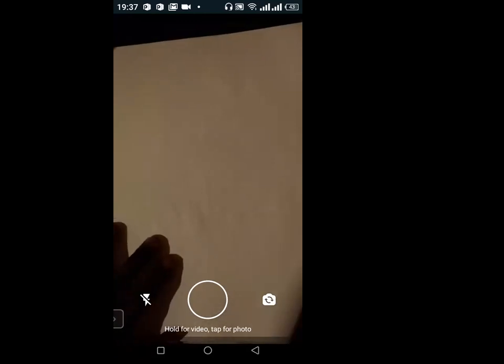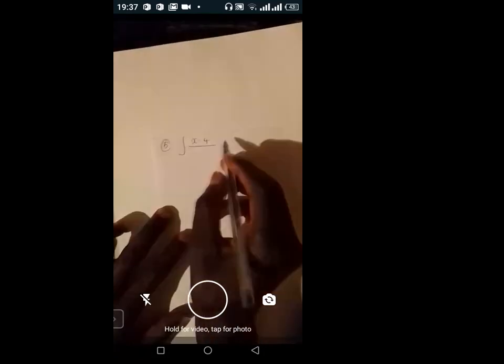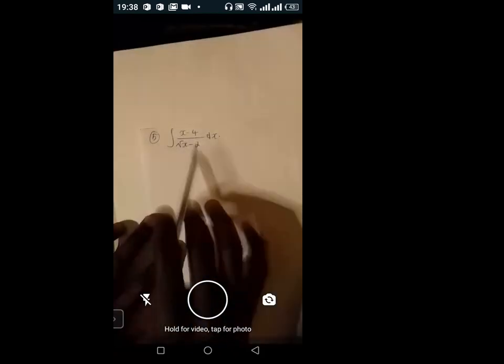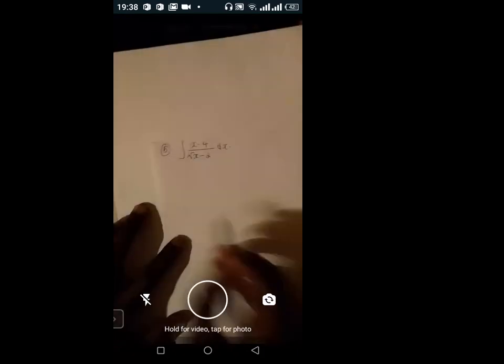So let us look at another example. That was example 4, so this one is going to be example 5, where we have the integral of x minus 4 over the root of x minus 2 dx. So guys, we have to make this expression as easy as possible. What are you going to do? x minus 4 is a difference of 2 squares.